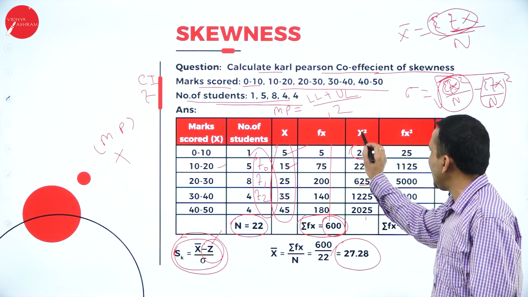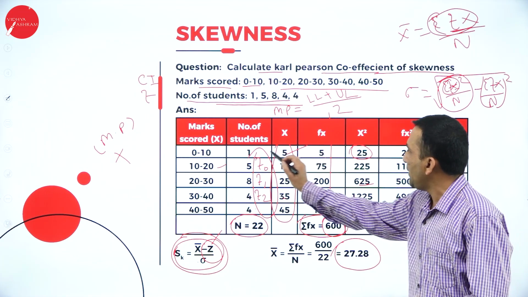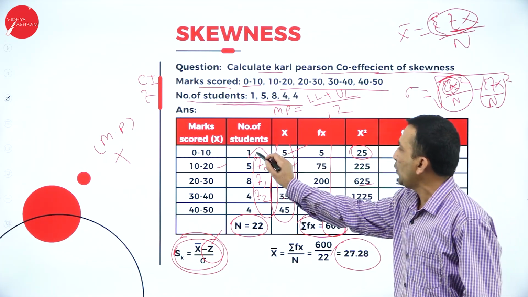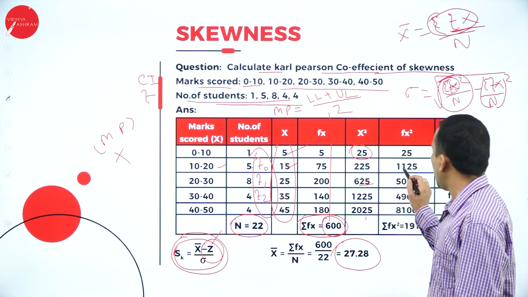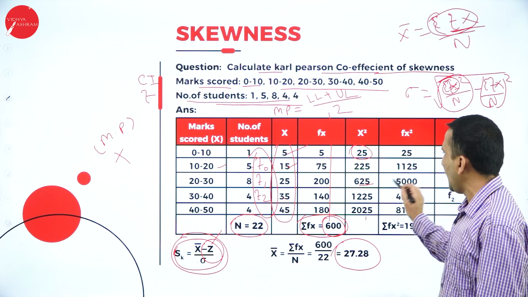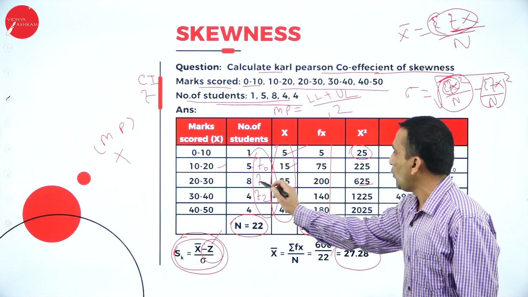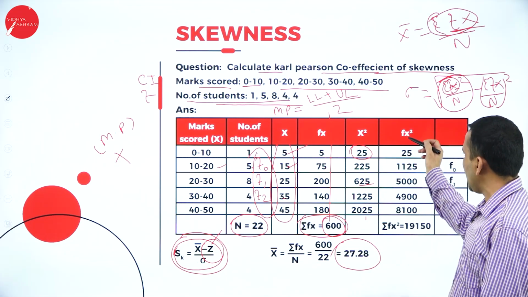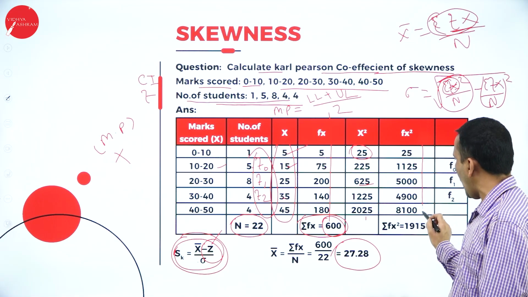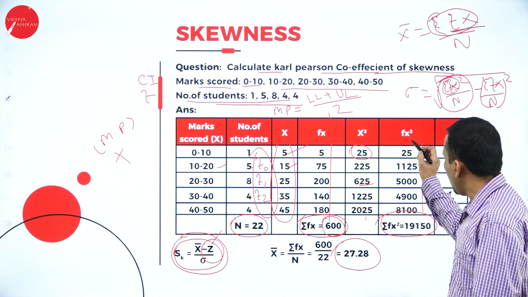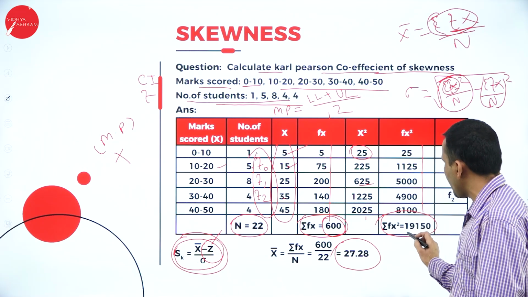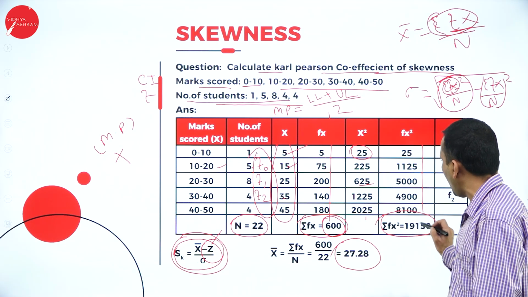Now after getting x square, we are multiplying with the frequency. 25 into 1, 25. 225 into 5, we are getting 1125. Okay, now 625 into 8, if you multiply, 5000. Like this, after taking all these values, now you need to take the summation. If you take the summation of these values, you are getting 19,150.